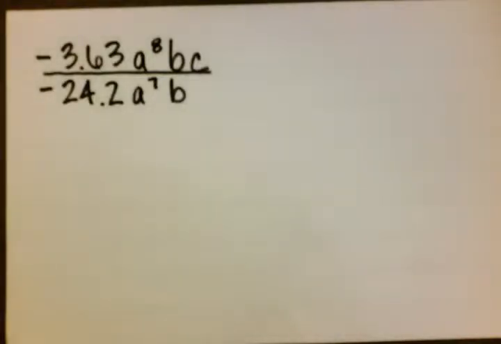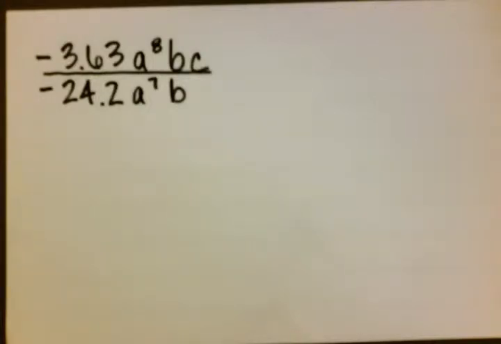Negative 3.63 a to the 8th bc divided by negative 24.2 a to the 7th b. The instructions tell us to divide. So we can choose to deal with the coefficients first or the variables. It doesn't matter. I think I'm going to deal with the coefficients first.